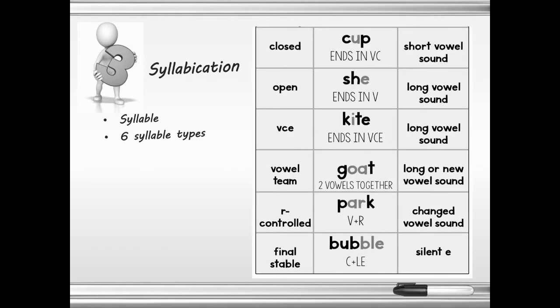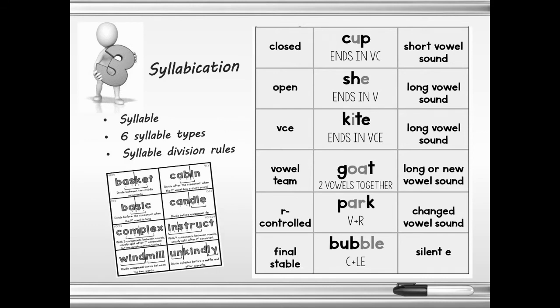Syllabication is the third instructional component. A syllable is a unit of oral or written language with one vowel sound. Instruction must include the 6 basic types of syllables in the English language, which are closed, open, vowel-consonant-E, vowel pair or vowel team, r-controlled, and final stable syllable. Syllable division rules must also be directly taught in relation to the word structure.